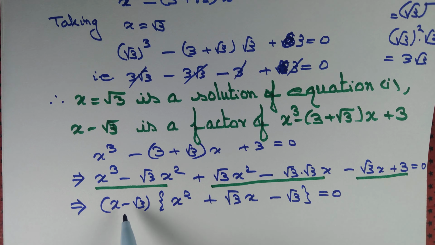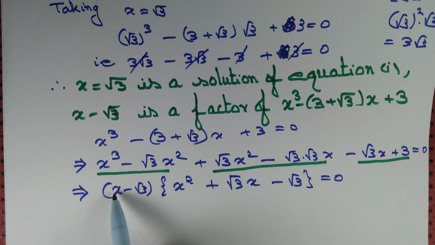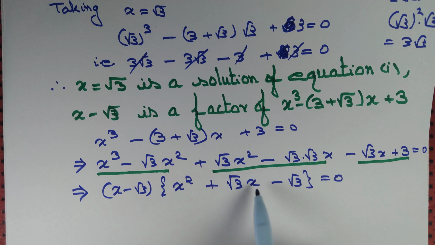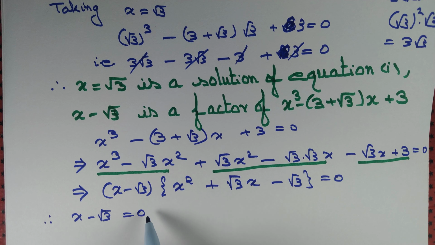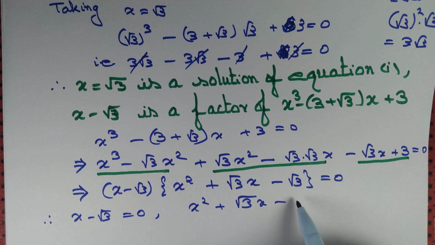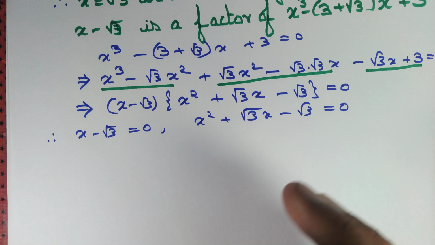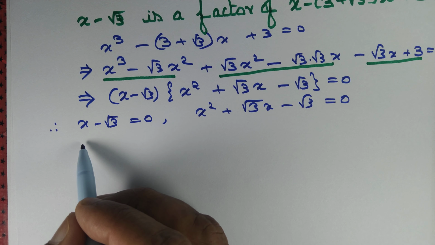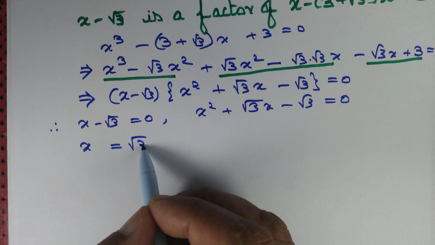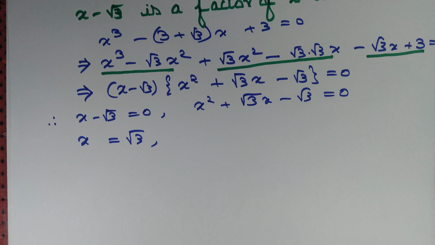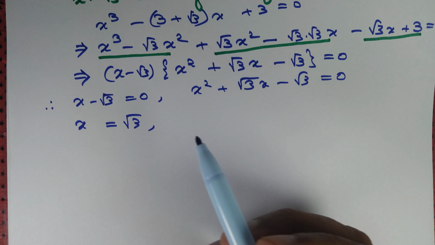I see this is a product of two polynomials. One of them is linear, x minus root 3. The other one is quadratic. And if the product of two numbers is equal to 0, one of them has to be 0. Therefore, either x minus root 3 equal to 0 or x square plus root 3 x minus root 3 equal to 0. Now, if x minus root 3 equal to 0, that's very simple stuff. We just have to take root 3 to the right-hand side and we get x equal to root 3, which we have already observed initially is a solution of equation 1.